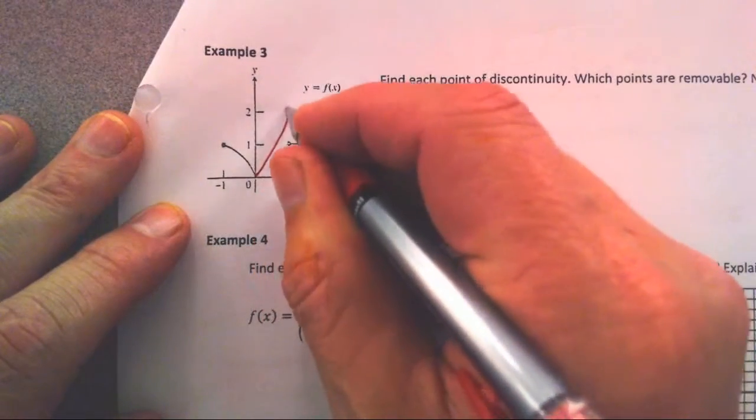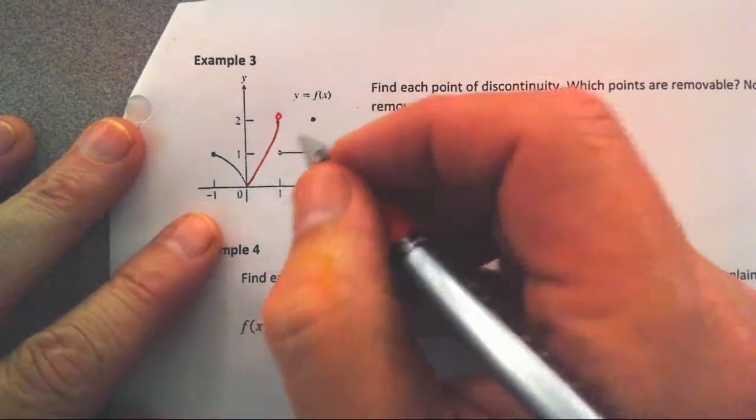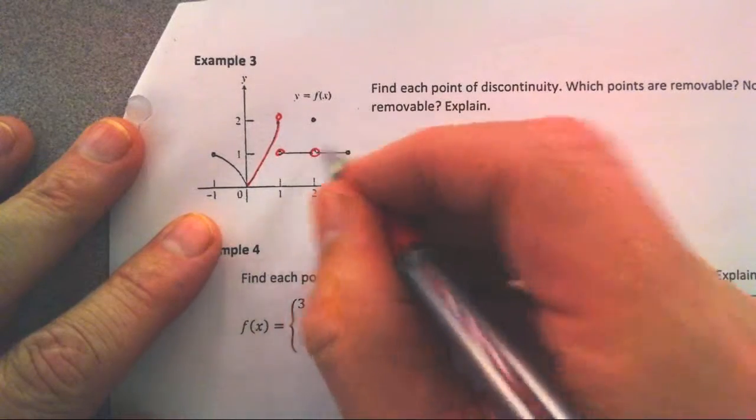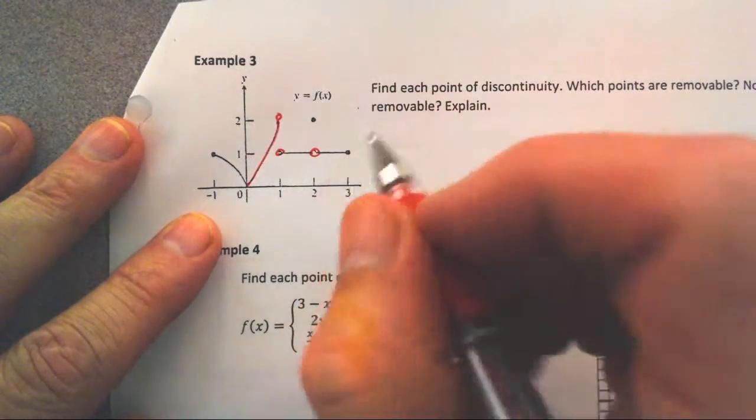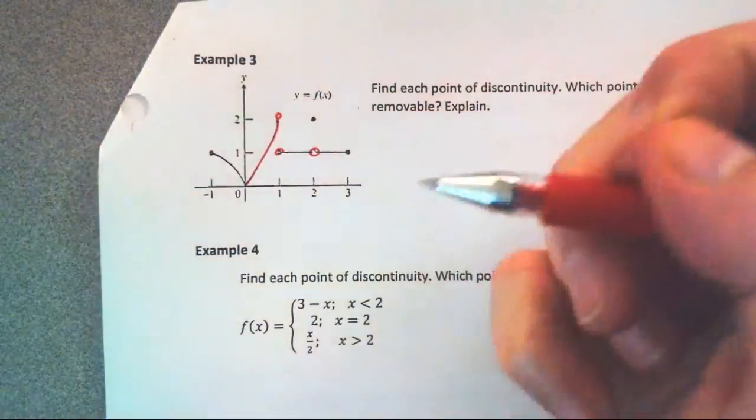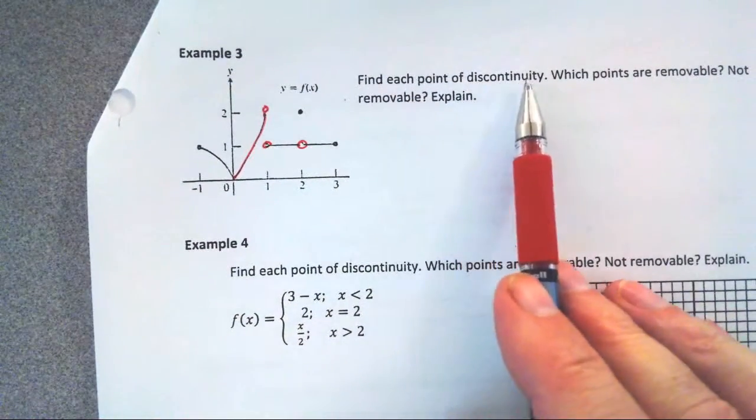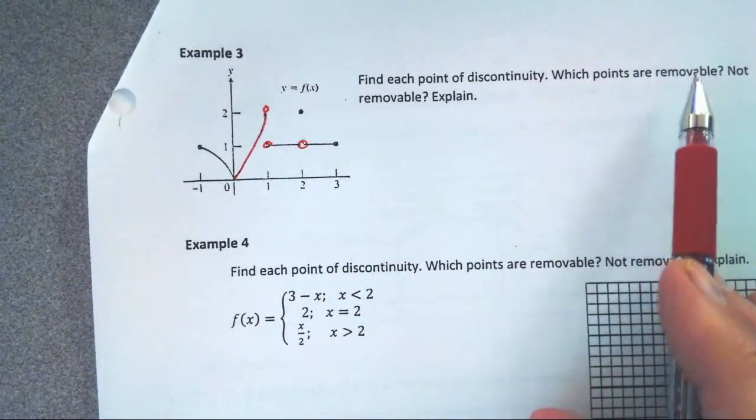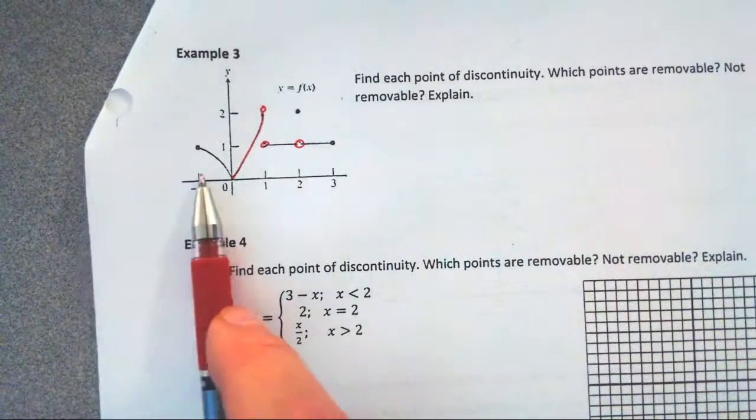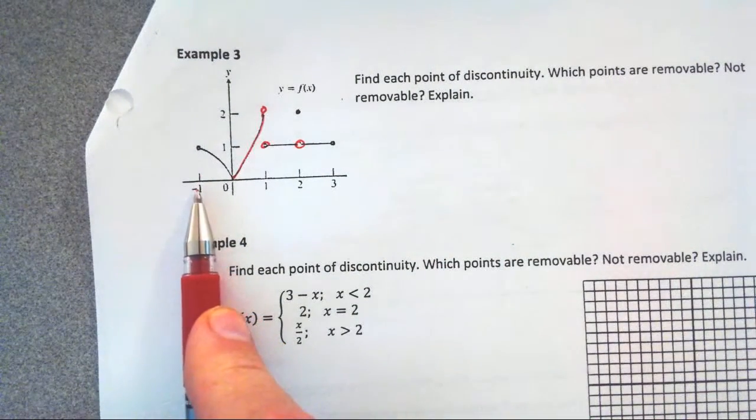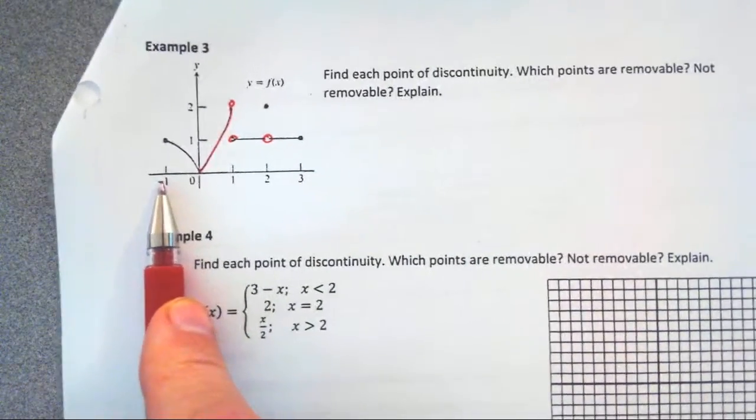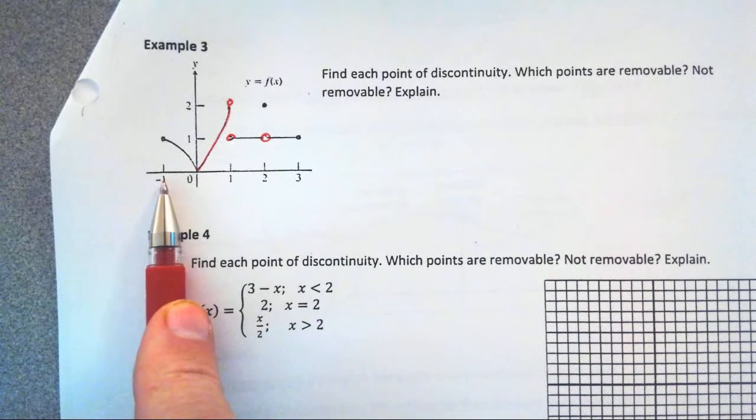This is a circle. This guy is a circle. This guy is a circle. It really doesn't matter on the 3. We got a dot here. Find each point of discontinuity, which points are removable and not removable. You tell me as I cruise along here from -1 to 3, tell me to stop when I hit discontinuity.